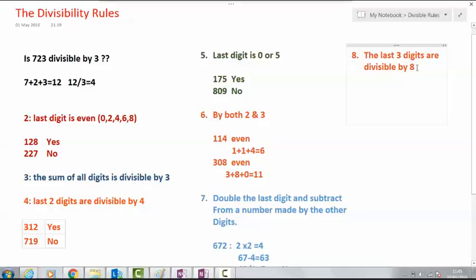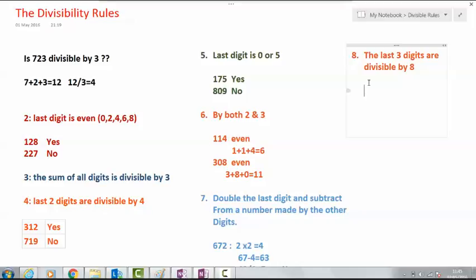Let's take a break from the hard ones and move on to some easy ones. Let's find out the rule of 8. If the last 3 digits are divisible by 8, the number is a factor of 8. Let's have a few examples.